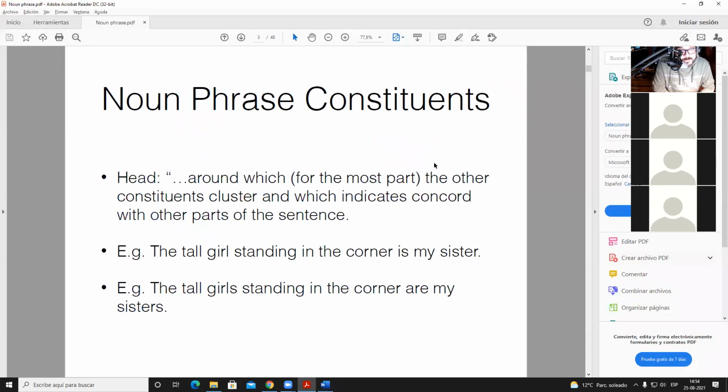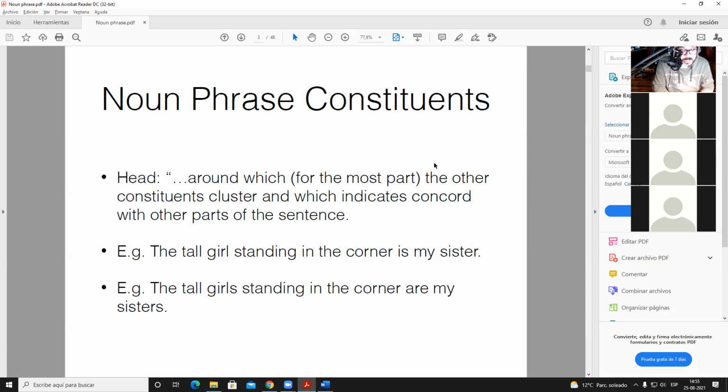Head: around which, for the most part, we know that the other items cluster. How do I know that? Well, because I can find, as in the previous example, that some items will not work towards the head, but towards another element inside of the very same phrase. Like, for example, very beautiful house, right? So, very is one item which does not work to house, but to beautiful. The head is the element around which, for the most part, the other items cluster, that is to say, they join, and which indicates concord with other parts of the sentence.